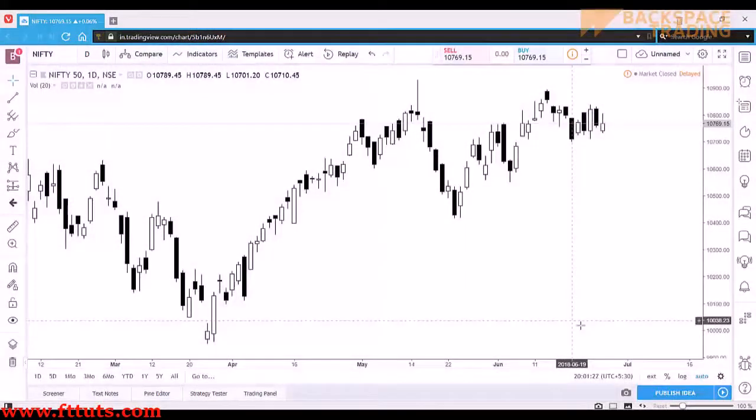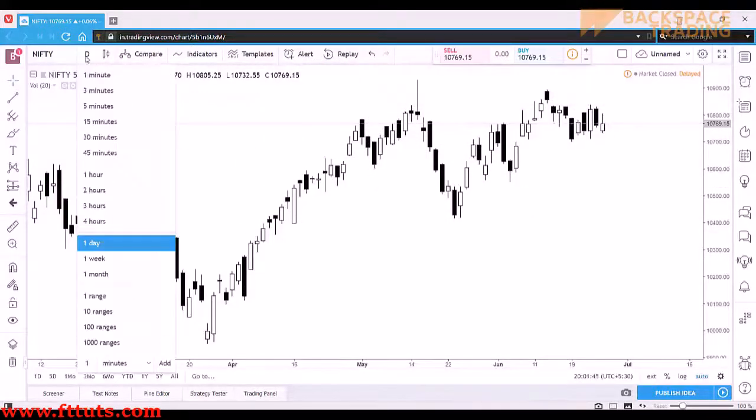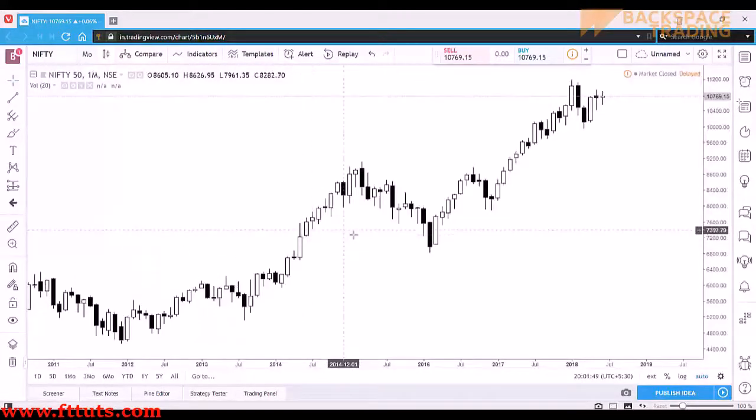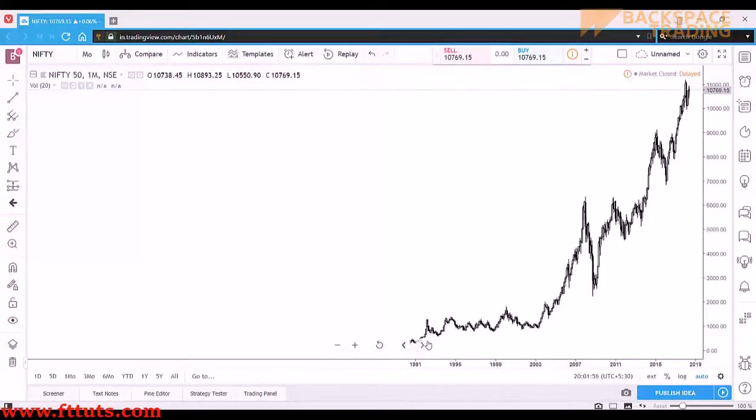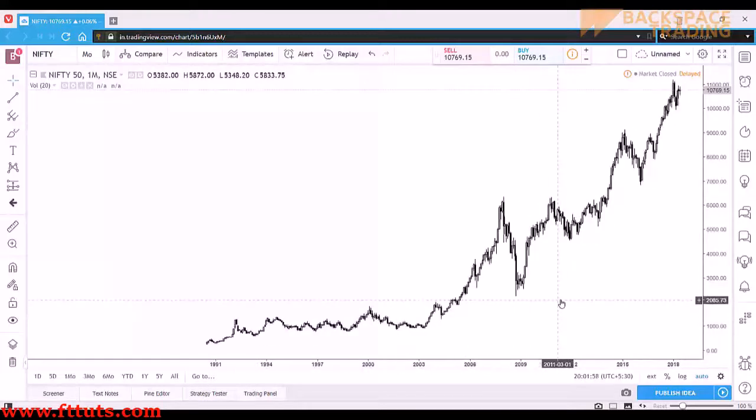Okay, now let's see whatever we have learned on a real chart. So back to tradingview.com, and we can see Nifty 50. Again, it is a candlestick chart. What I'm going to do as of now is click on the time frame, switch to 1 month, and zoom out. Okay, this is as far as we can zoom out.